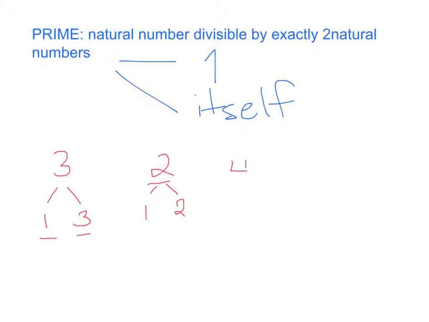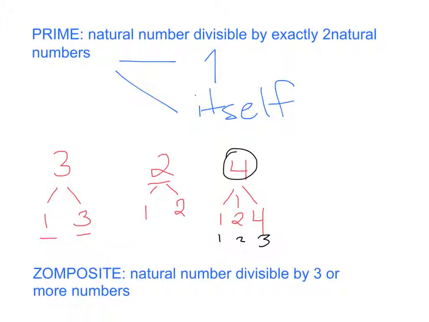Which brings us to the number 4. It's an even number, so we know it's not a prime number. But let's take a look at what 4 is divisible by. 4 is divisible by 1. 4 is divisible by 4, because all numbers are divisible by 1 and itself. And also, 4 is divisible by 2. So we have 3 numbers that it's divisible by. So 4 is not a prime number.